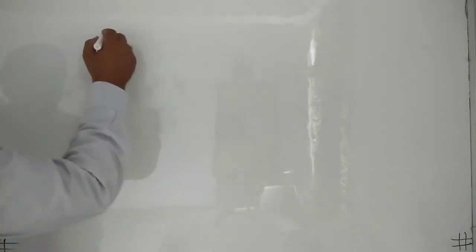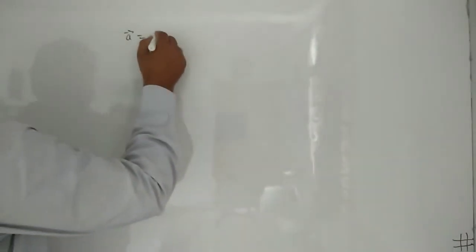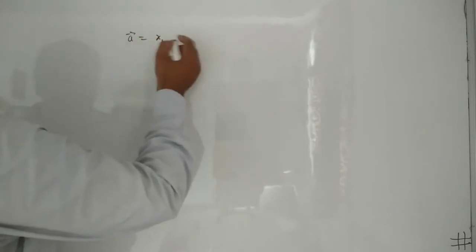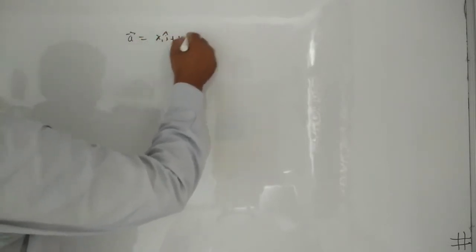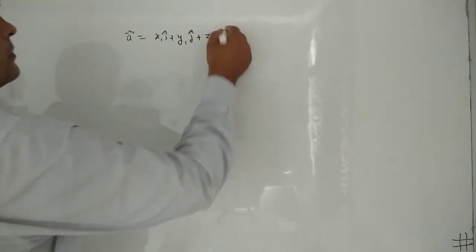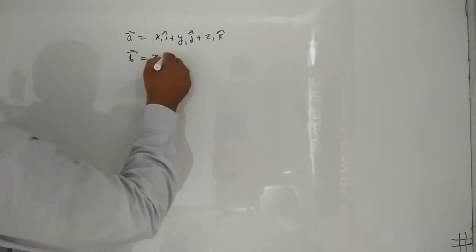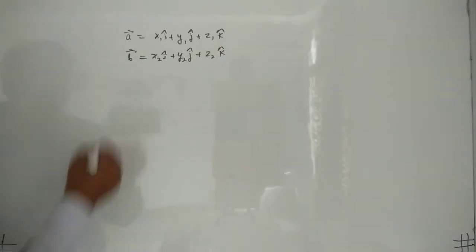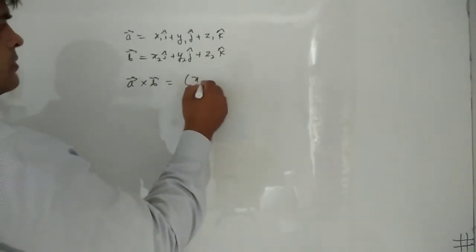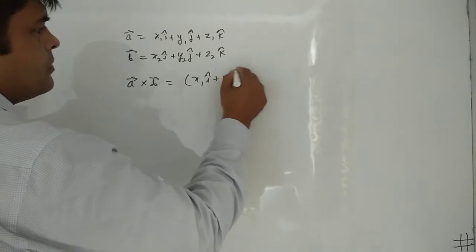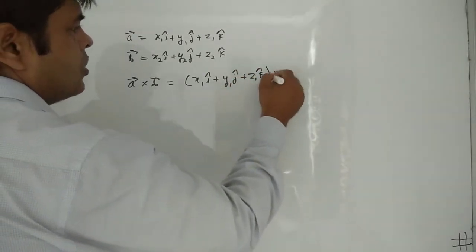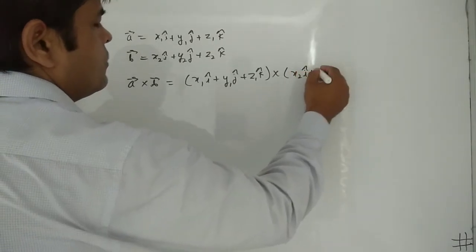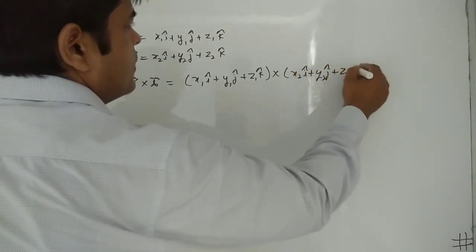The cross product is also distributive over addition. Suppose I have a vector A in component form x1 i cap plus y1 j cap plus z1 k cap, and vector B as x2 i cap plus y2 j cap plus z2 k cap, and I have to evaluate A cross B. So I have to go in the same manner: x1 i cap plus y1 j cap plus z1 k cap cross x2 i cap plus y2 j cap plus z2 k cap.